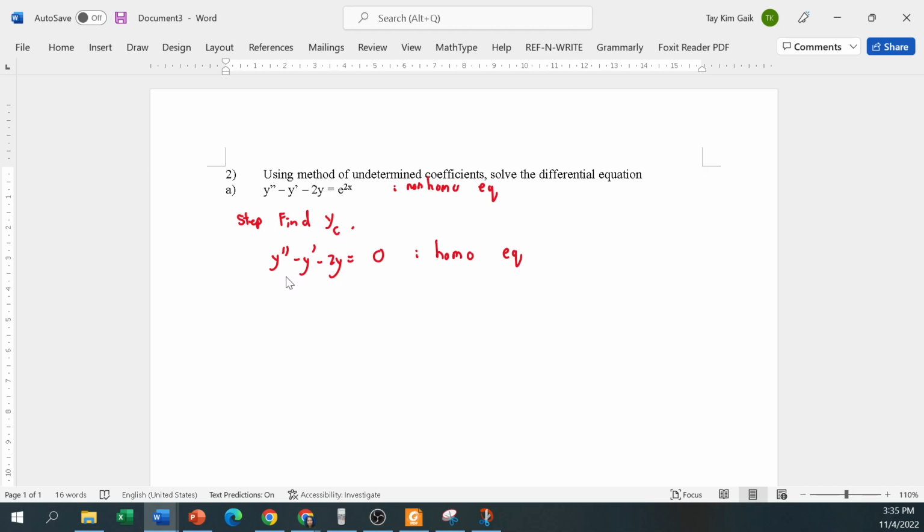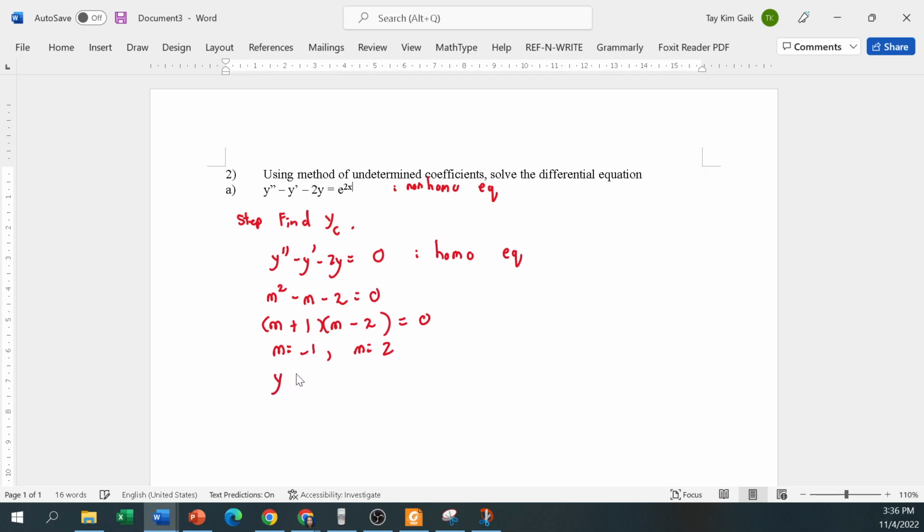To find the solution of the homogeneous equation, the second derivative will be replaced by m squared, the first derivative by m, and y by m to the power 0. So you get this quadratic equation. You may solve it using your calculator directly, or factor it manually. So you get m equal to -1, m equal to 2. So you have the first case, where you have different and real roots.